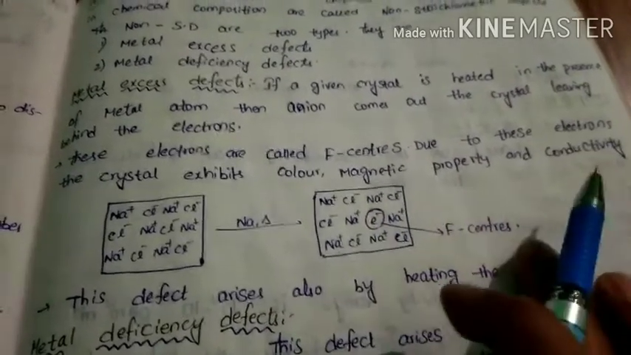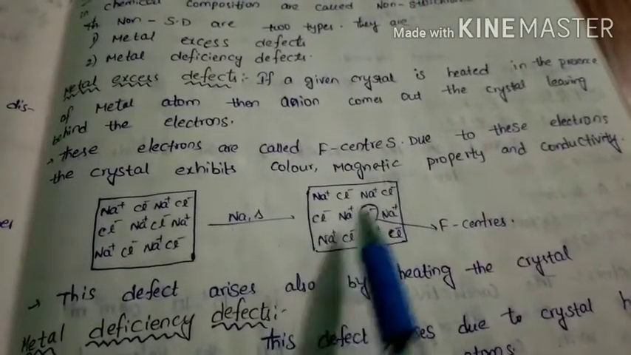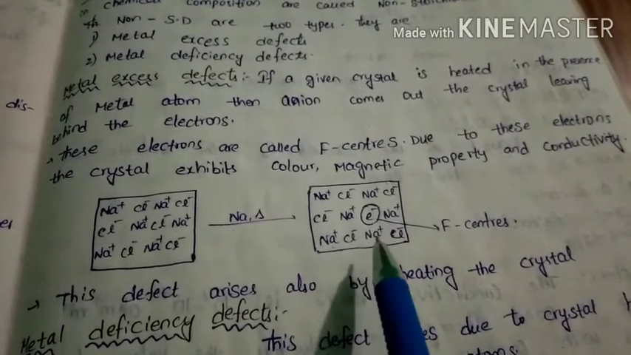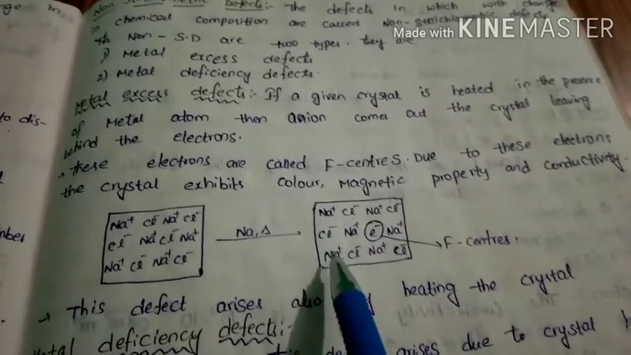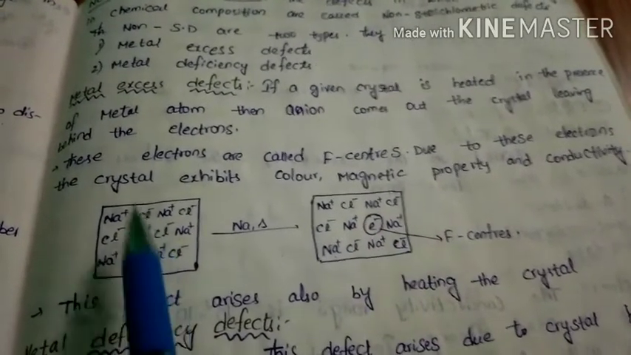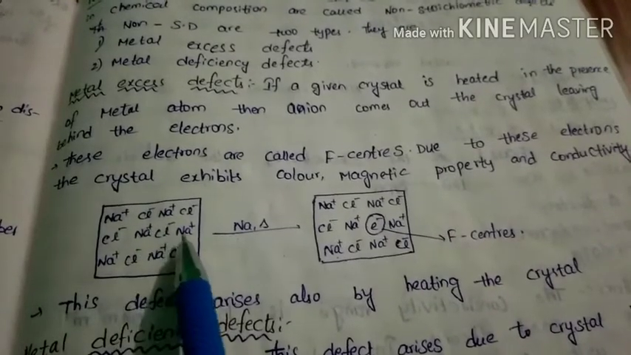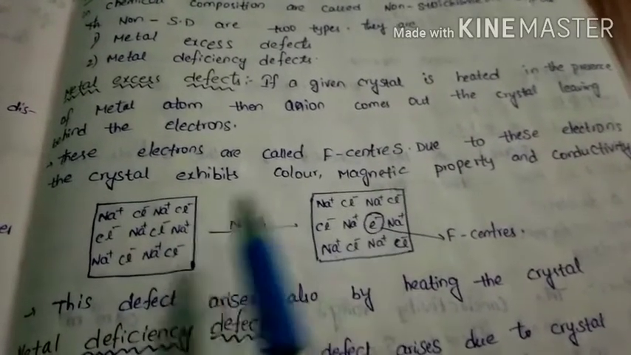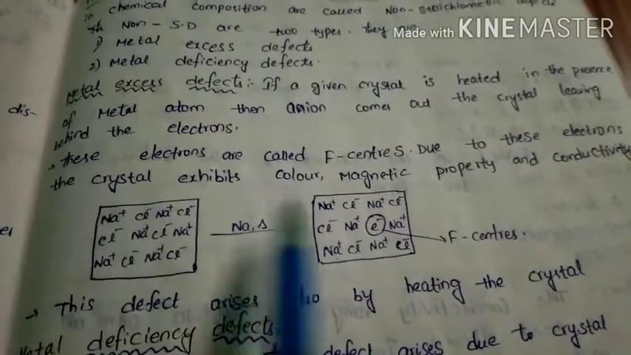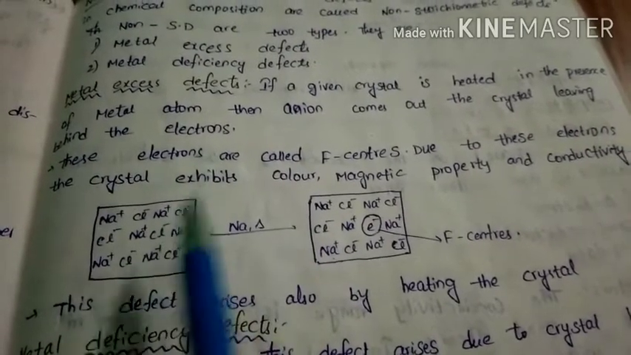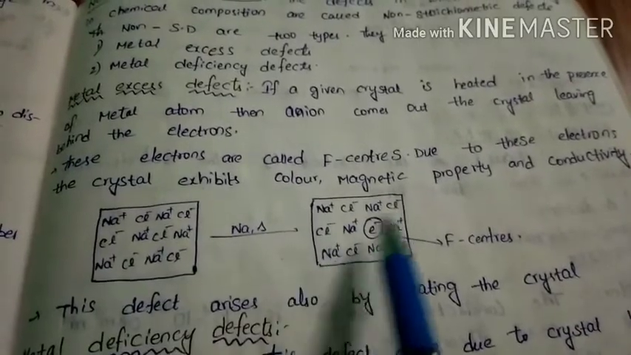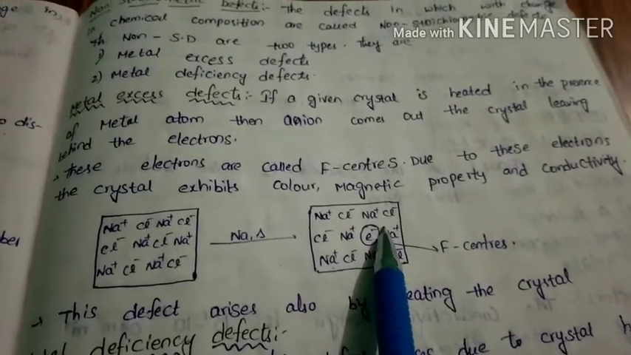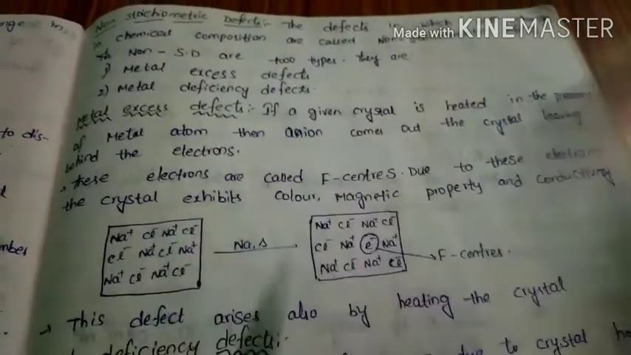Then finally what happens? The crystal becomes stable, since the number of positive charges equals the number of negative charges. Then how can we say that the chemical composition changes? Here one Cl minus left from this crystal, so automatically there is a change in composition. That means there is a change in formula. That is why this is called a non-stoichiometric defect.